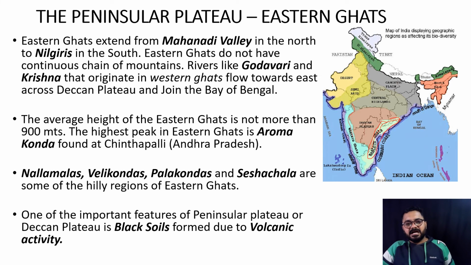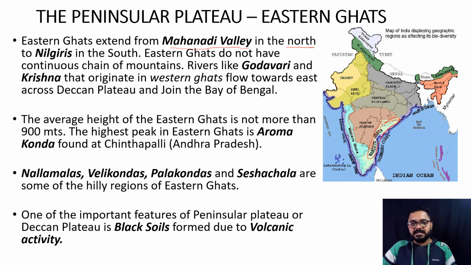The Eastern Ghats extend from the Mahanadi Valley. Where are they starting from? They start from the Mahanadi Valley in the north. In the south, they continue till the Nilgiris. Eastern Ghats do not have a continuous chain of mountains. As I told you, they are discontinuous. They do not have a continuous range of Ghats.